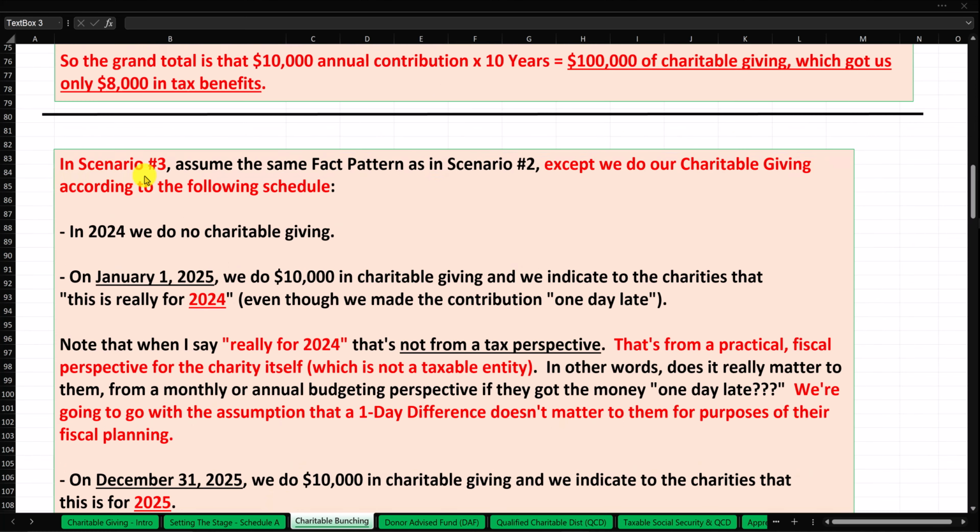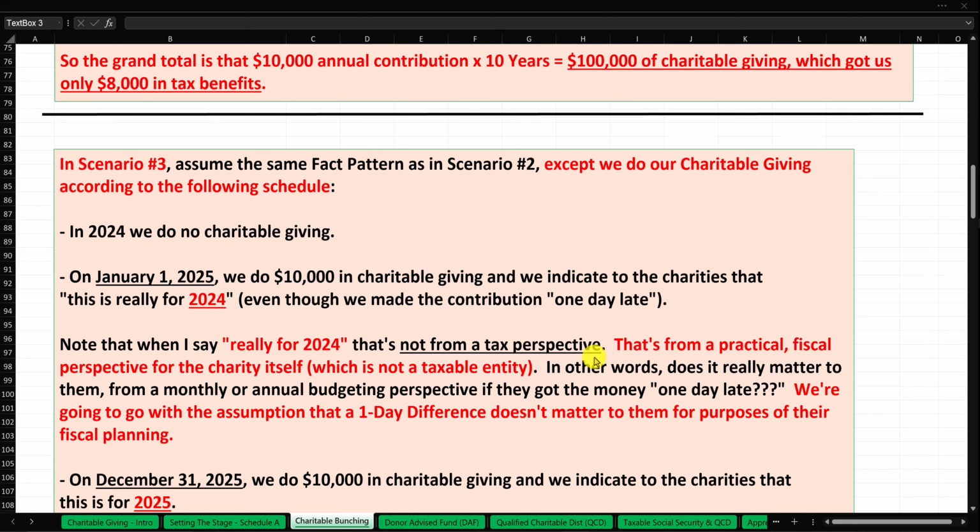All right, now in scenario 3, assume the same fact pattern as in scenario 2, except we do our charitable giving according to the following schedule. So in 2024, we do no charitable giving. Then on January 1st, 2025, we do $10,000 in charitable giving, and we indicate to the charities that, hey, this is really for 2024. In other words, this is my donation for 2024, even though we made the contribution, quote unquote, one day late. Now note that when I say really for 2024, that's not from a tax perspective.